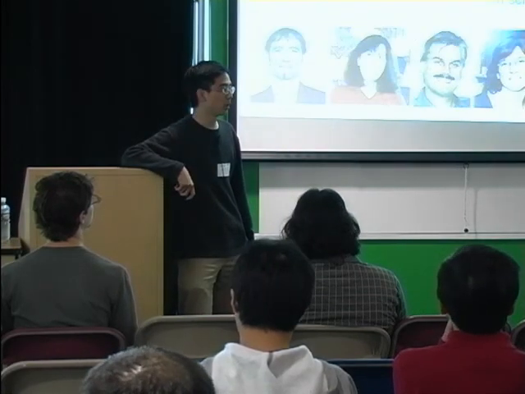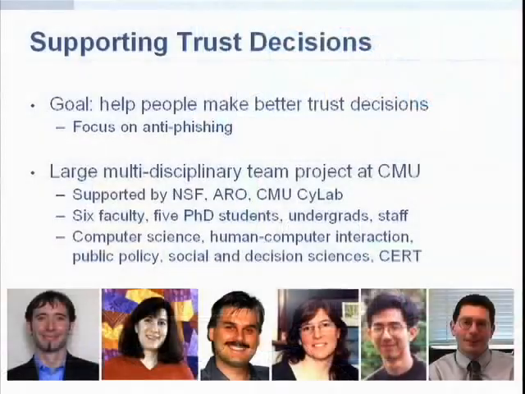Okay, so what we're doing over at CMU is that we're trying to figure out how to help people make better trust decisions. So the entire project that we have right here is called Supporting Trust Decisions, and we're focusing specifically on anti-phishing right now. We have a large multidisciplinary team at CMU. We're right now supported by the National Science Foundation, the Army Research Office, and by Carnegie Mellon's CyLab. This is actually our computer security consortium.